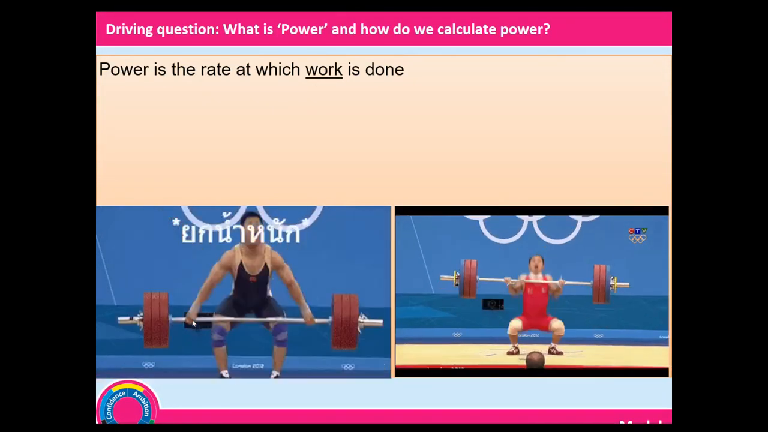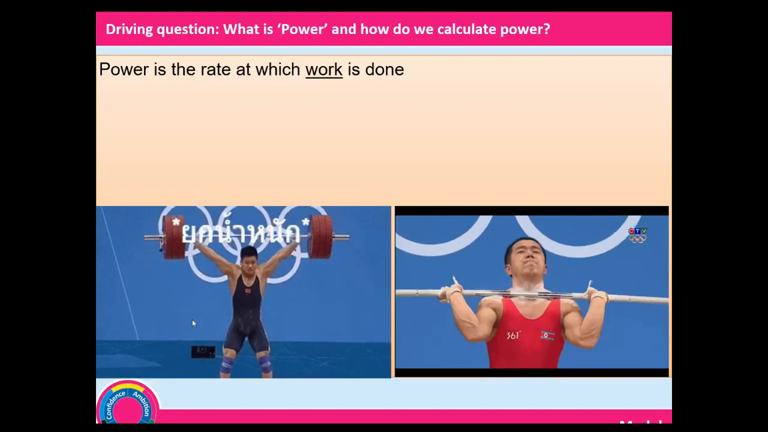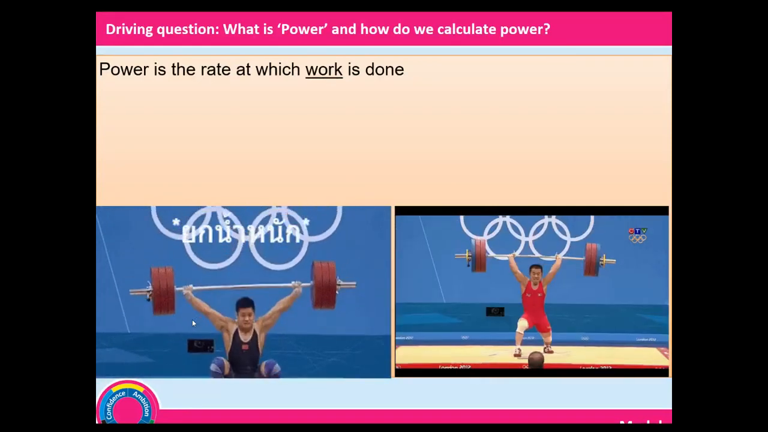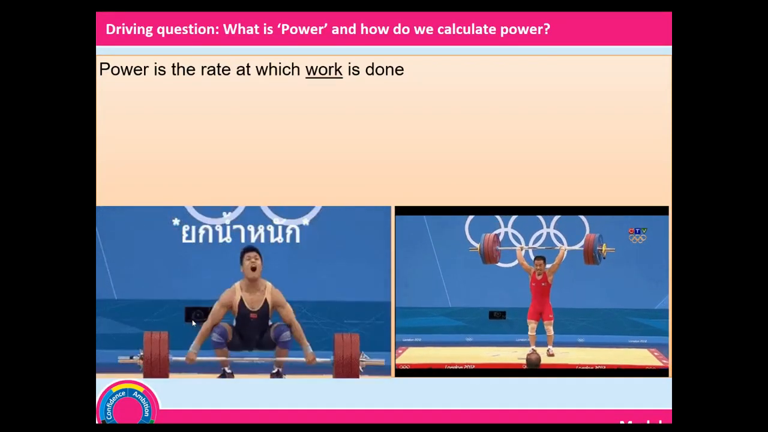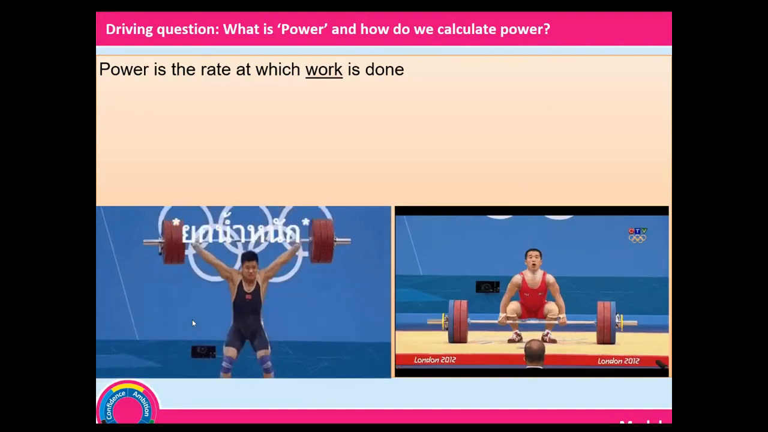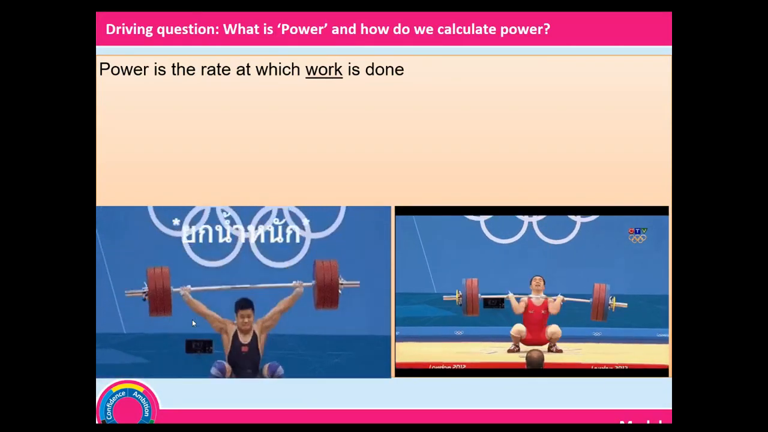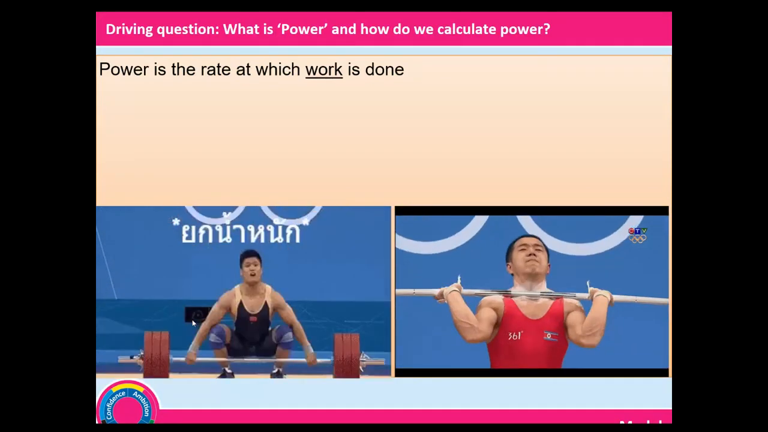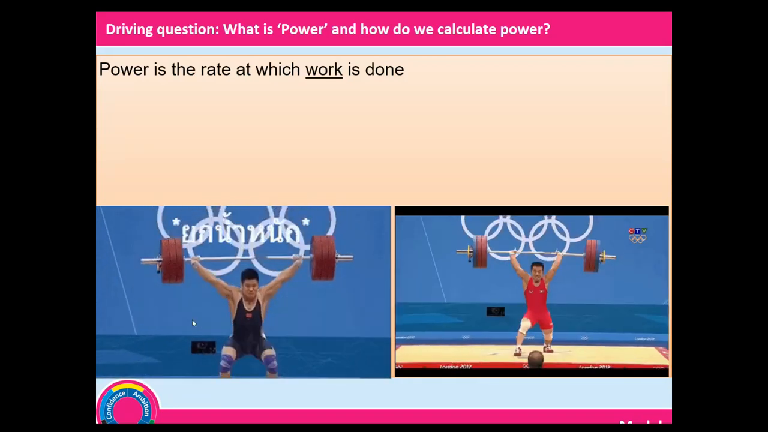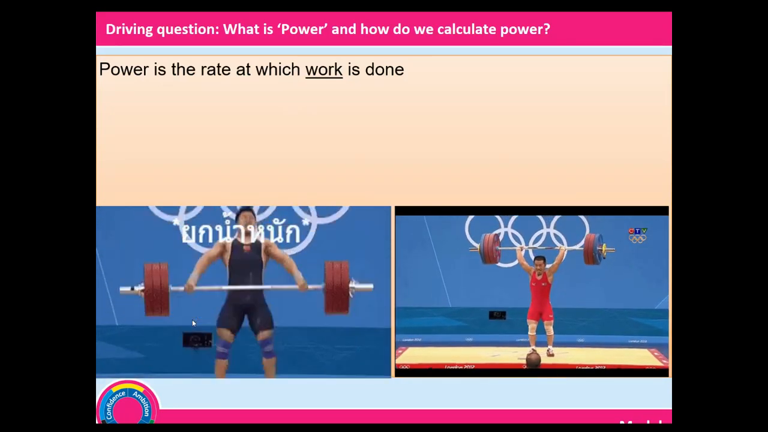If you look at the photographs carefully, you see that the weightlifter on the left hand side is quicker, lifting his weight quicker or faster than the one on the right. Hence, I will say the weightlifter on the left is more powerful than the weightlifter on the right.